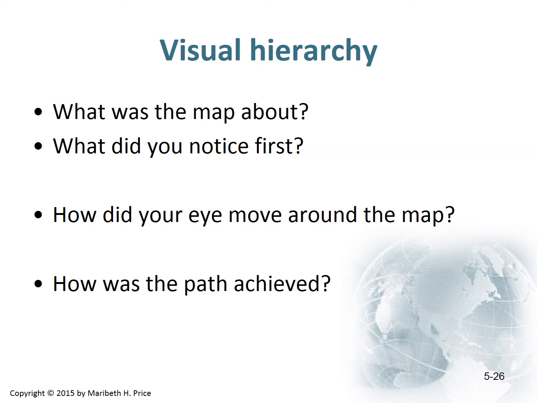So the visual hierarchy: what was that map about? What did you notice first? How did your eyes move around the map? How was the path achieved? When I think about that map, the first thing that pops in my mind was the size of the volcanoes and the number of eruptions. Secondary to that would be where we're talking about in the U.S., and the third element would be the number of people per square mile.